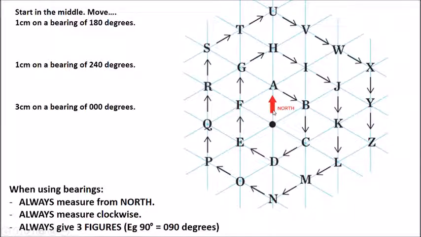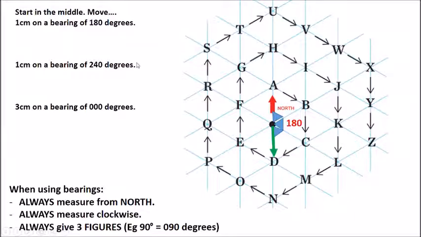Because I know it's an equilateral triangle, each of these little angles are 60 degrees. So how many 60 degrees do I need to make 180 degrees? Well, it's 3. So I start measuring from north. I've gone 60, 60, 60. So now I'm facing this way. I'm facing south. I'm facing down because I'm under a bearing of 180 degrees.